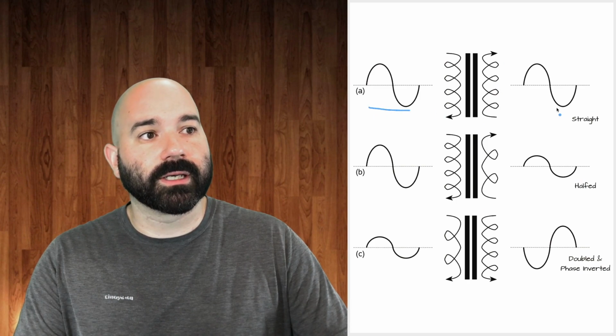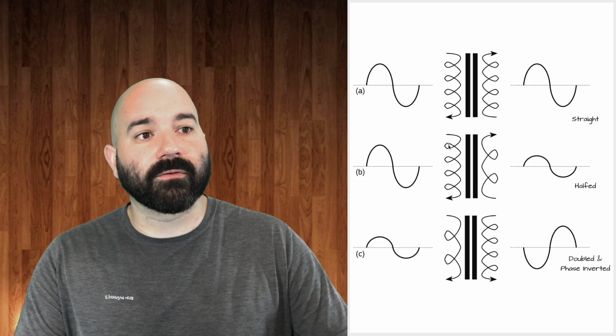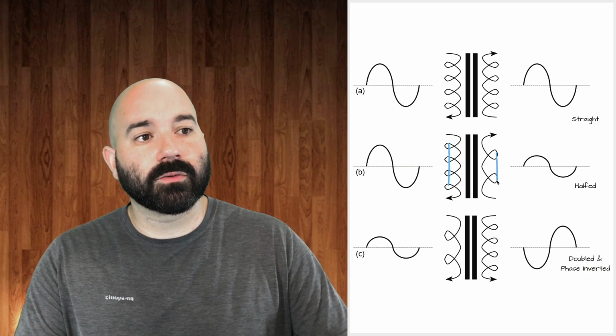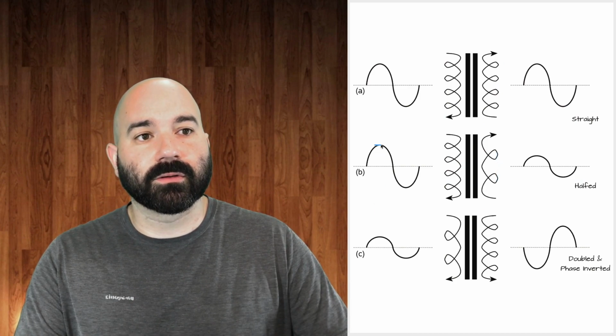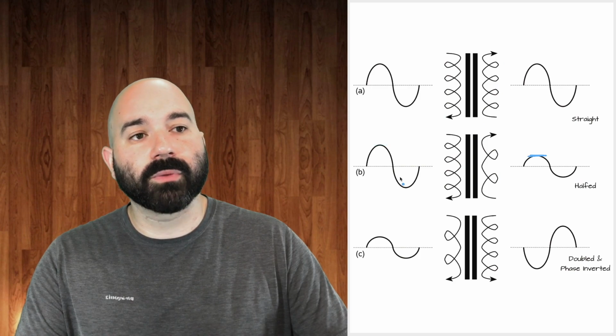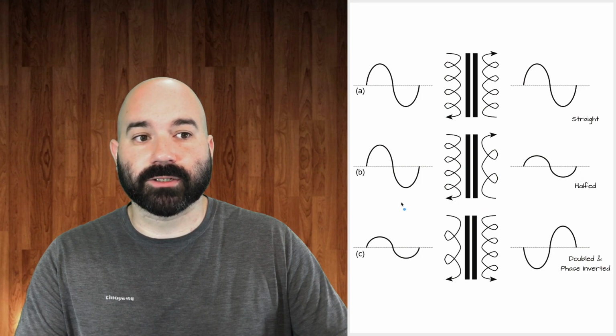So our input signal is going to be the same as the output signal. In the next, we have 4 turns on the input, 2 on the output, and they're both in the same direction. So our input signal, the amplitude is going to get halved, but it will still be in phase because the coils are going in the same direction.